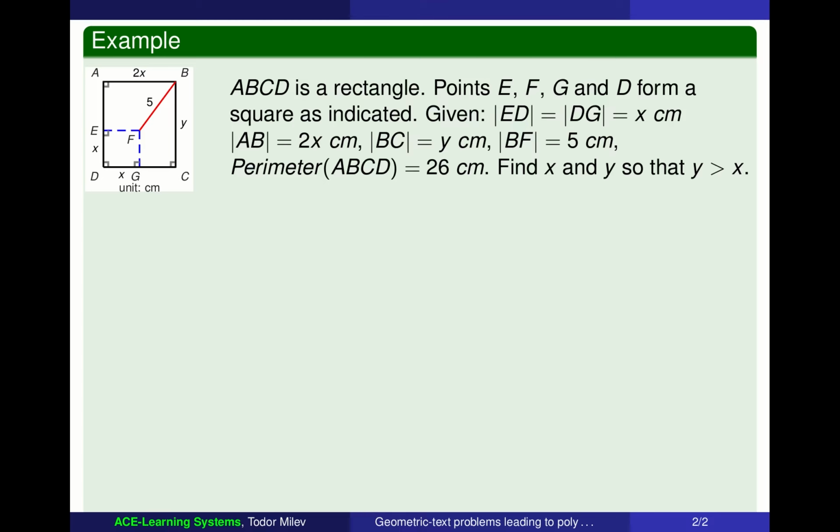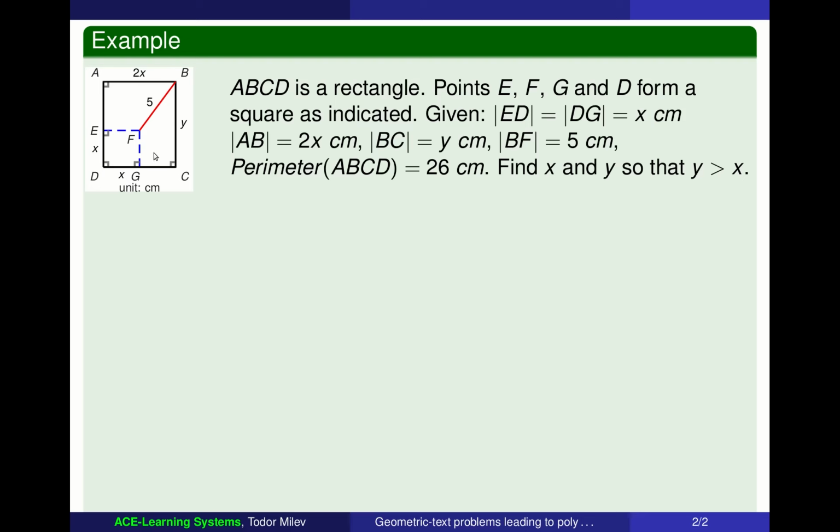In this example, we're going to solve another problem related to polynomial systems. Again, the problem is going to be a long problem suited for a long 4-hour exam. All right, let's read the problem.